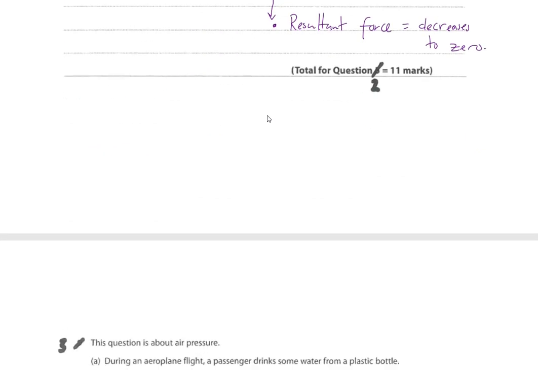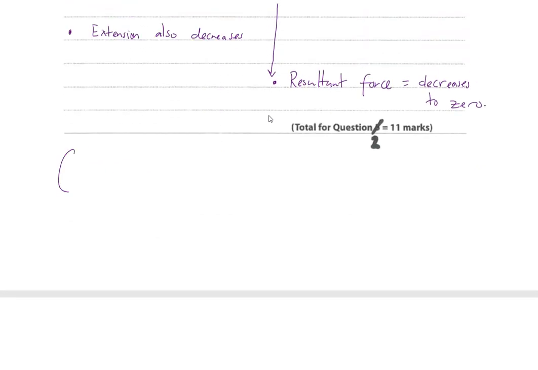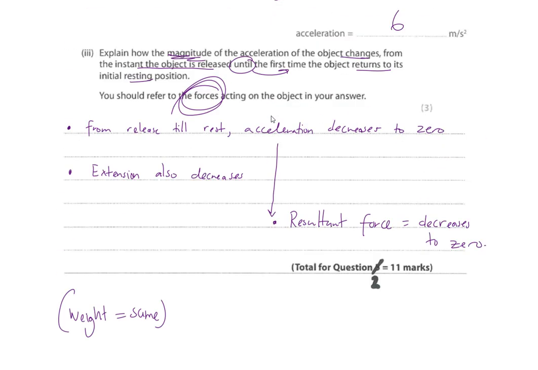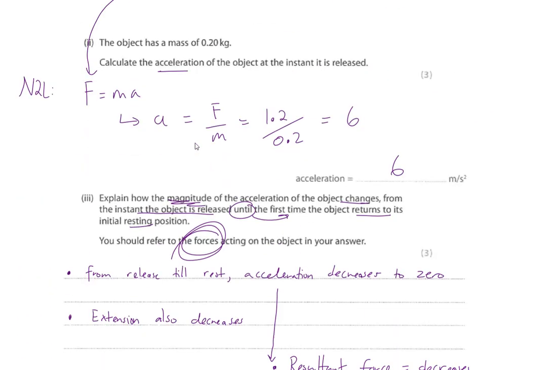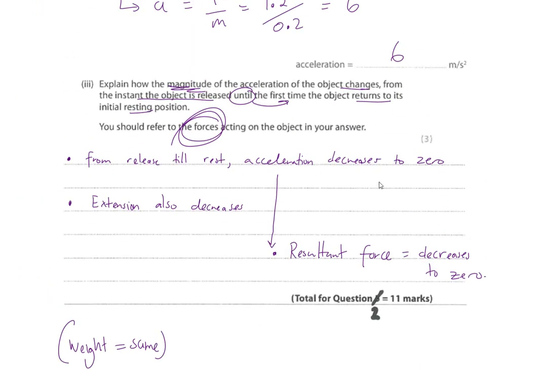Now, one thing I want to keep in mind is the weight of the object. The weight of the object is the same. Look, we are not changing the object, so the mass of the object stays the same, so therefore the weight of the object stays the same. Okay, so this is 3 marks there.